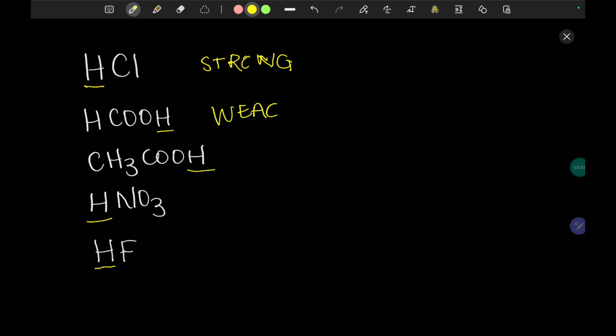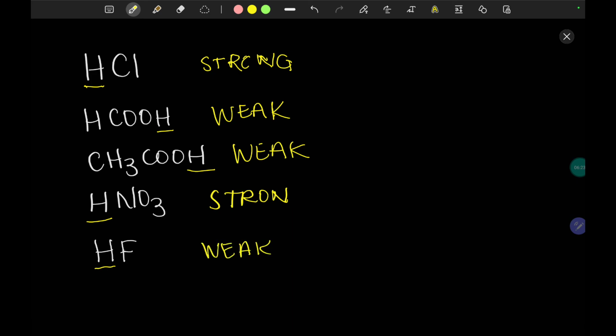This one is actually formic acid. I spelled weak wrong. That's weak. CH3COOH is donating a proton and is not on the list. That's what makes it weak. This is acetic acid. That's vinegar. HNO3, that's on the list. That's strong. It's nitric acid. Not my best day at spelling, guys. And then HF. This one is weak.